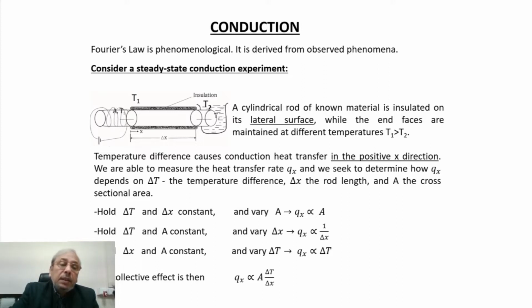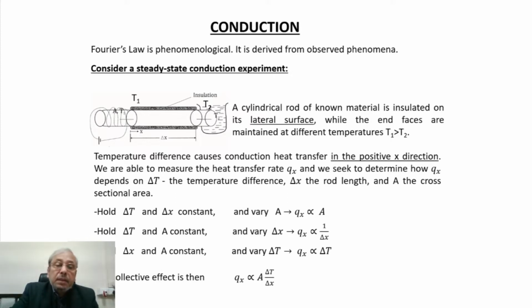We have already mentioned that Fourier's law is phenomenological. It is derived from observed phenomena. A cylindrical rod of known material is insulated on its lateral surface. We can see this from the picture, while the end faces are maintained at different temperatures. One end is electrically heated, maintained at a temperature T1. The other end is cooled and maintained at a temperature T2. T1 is greater than T2.